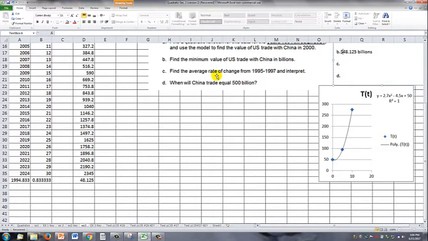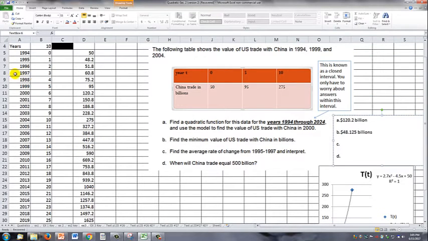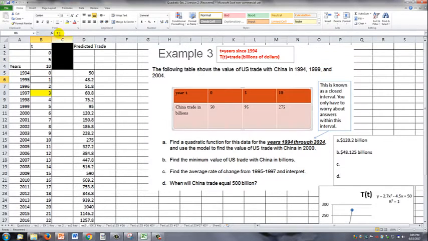And then the next question, find the average rate of change between 95 and 97. So here is my x coordinate for 97. Here is my x coordinate for 95. Here is my y coordinate for 95 and 97. And so if I just wanted to do the arc here, I'm going to put it here. Now you have to skip over this cell because this has nothing to do with the arc between 95 and 97.